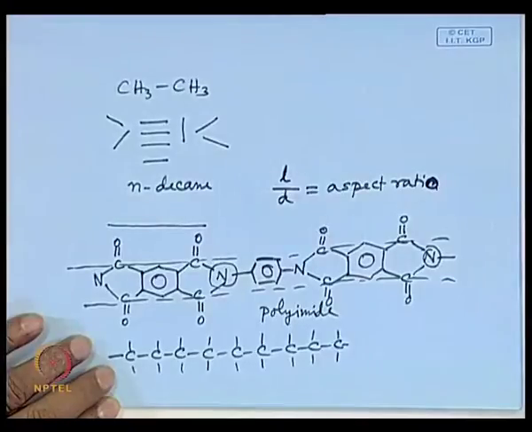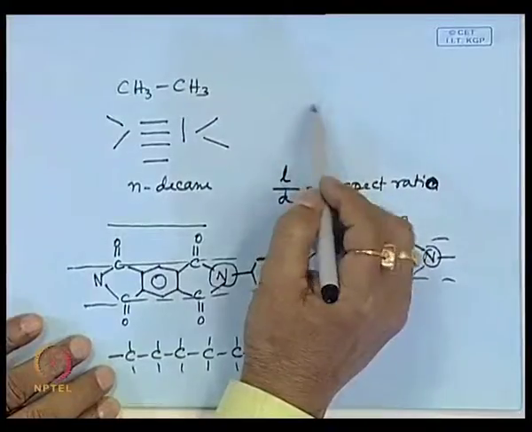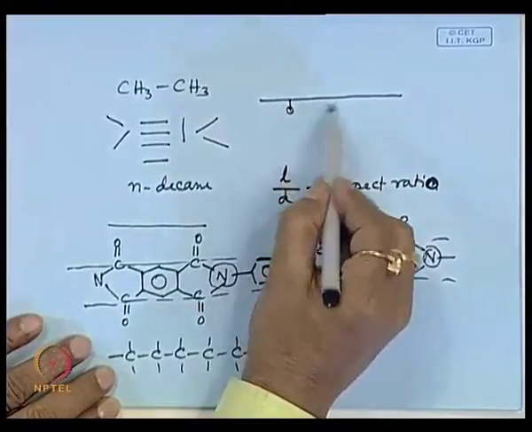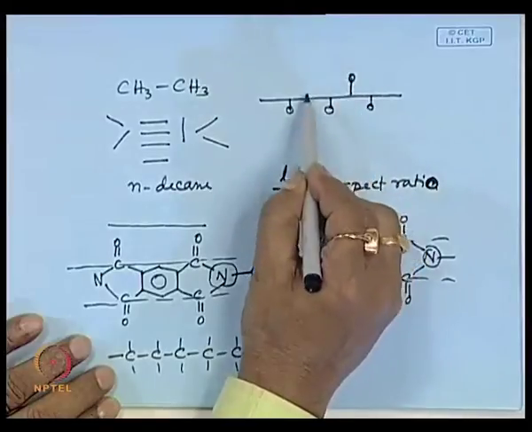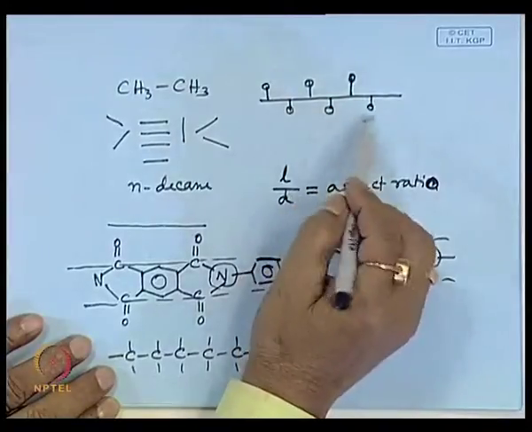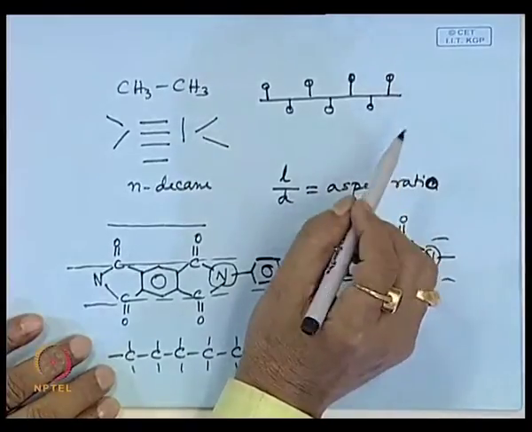The smaller groups that give the materials liquid crystalline behavior are called mesogens. Now, the things are coming gradually one by one. Mesogens, the things of mesogens will be clear. You see, suppose this is a backbone chain to which substituents are there like this. Sometimes what happens, these substituents or pendant groups help in molecular ordering.